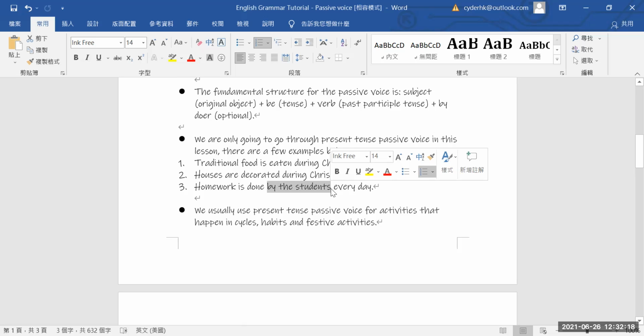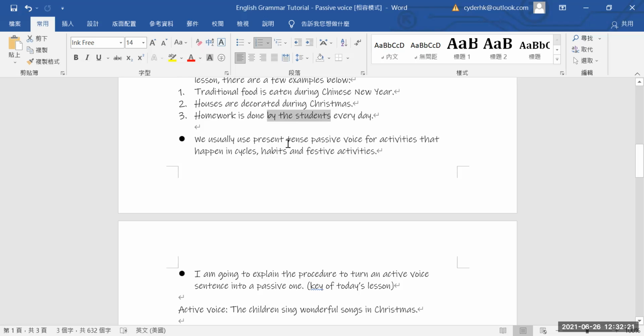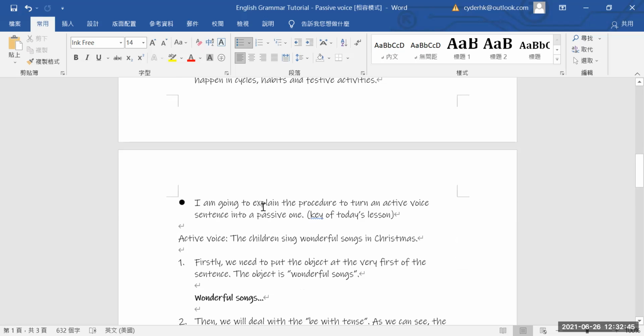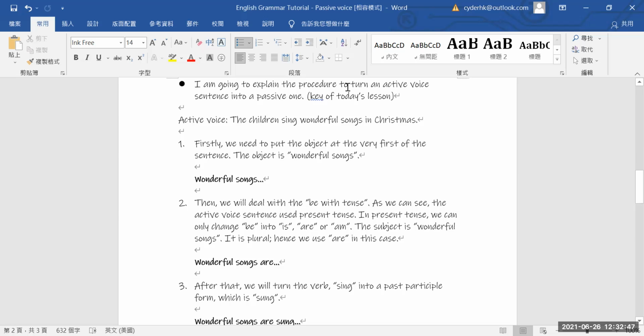Is the doer, okay? So we usually use present tense passive voice for activities that happen in cycles, habits, and festive activities. Let me point out festive activities because this is often used. When you see passive voice in an English grammar exam paper, we usually talk about festive activities. So here, I'm going to explain the procedure to turn an active voice sentence into a passive voice sentence, which is the key of today's lesson.